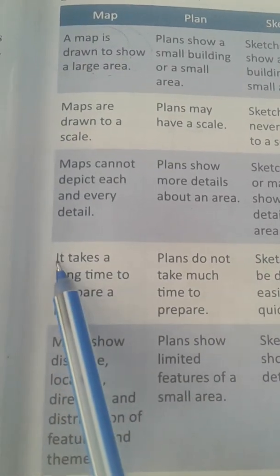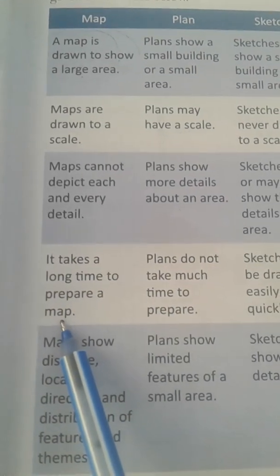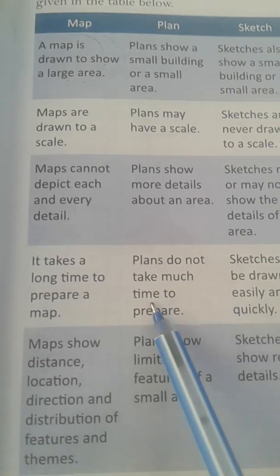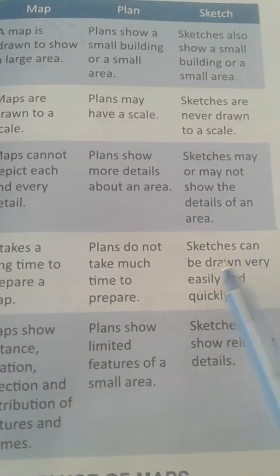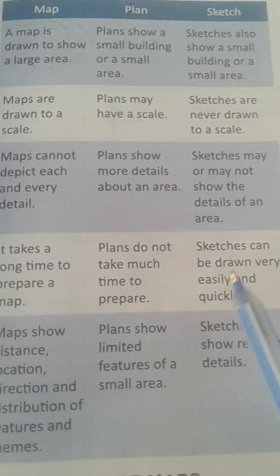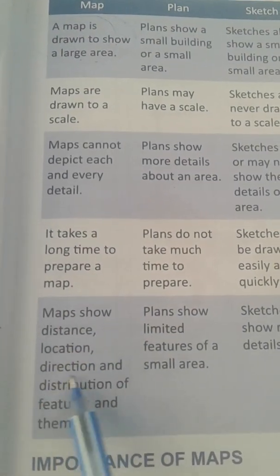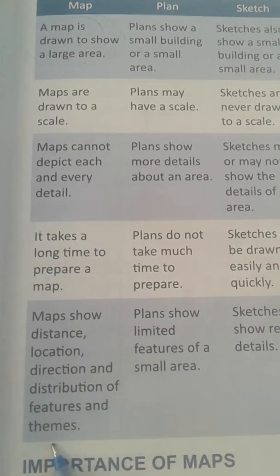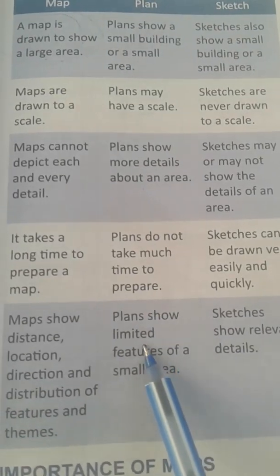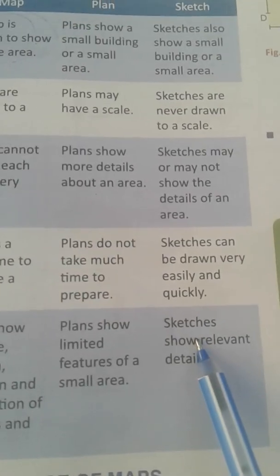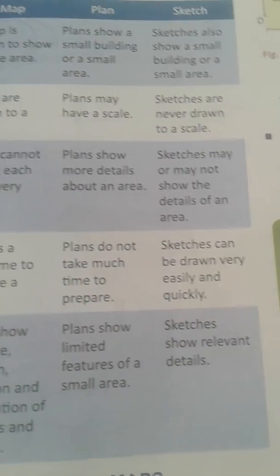Now a map takes a long time to prepare. Plans do not take much time to prepare and sketches can be easily drawn. Next, maps show distance, location, direction and distribution of features and themes. Plans show limited features of a small area and sketches only show the relevant details.